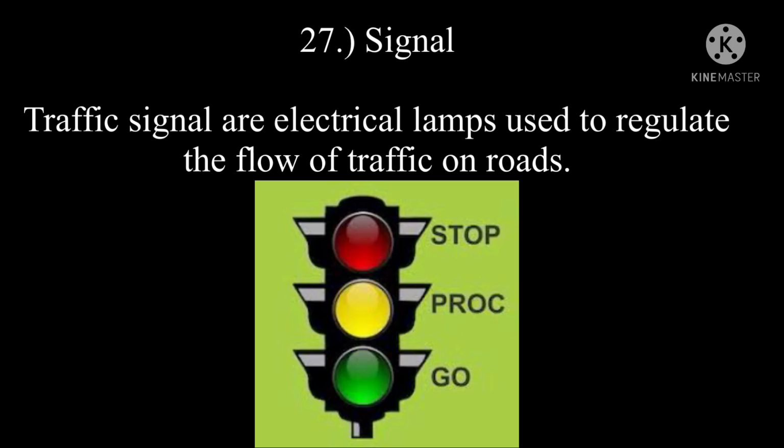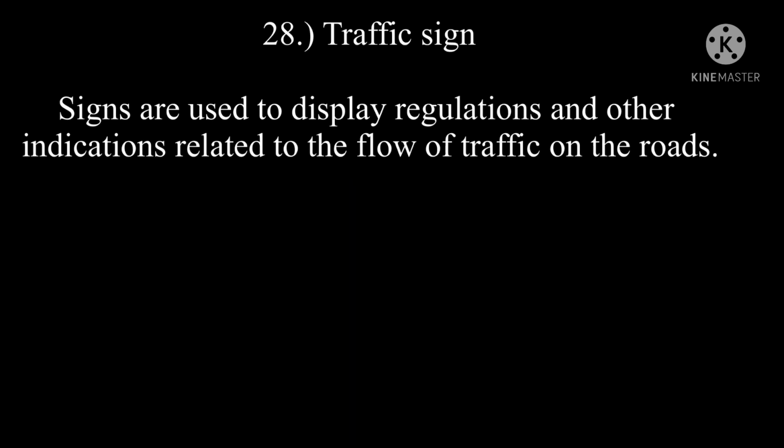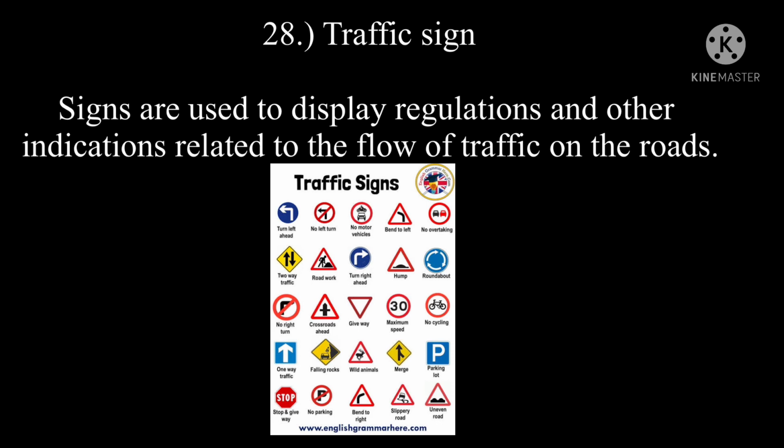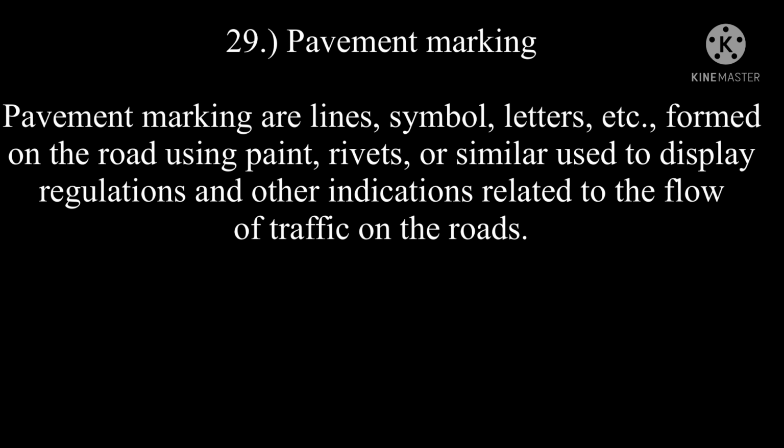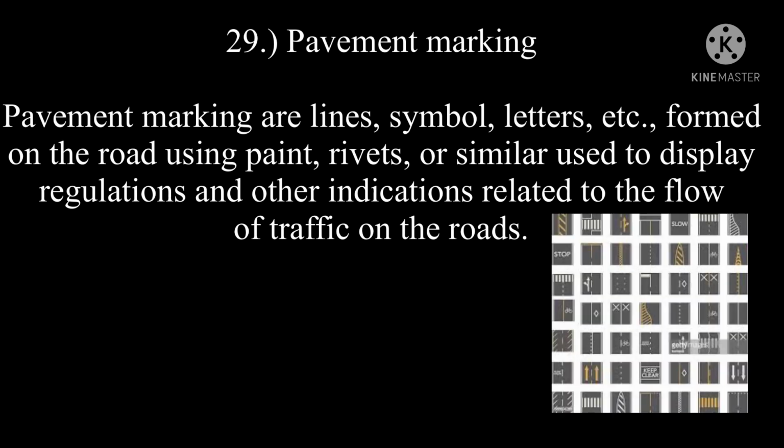Signal. Traffic signals are electrical lamps used to regulate the flow of traffic on roads. Traffic sign. Signs are used to display regulations and other indications related to the flow of traffic on the roads. Pavement markings. Pavement markings are lines, symbols, letters, etc. formed on the road using paint, rivets, or similar, used to display regulations and other indications related to the flow of traffic on the roads.